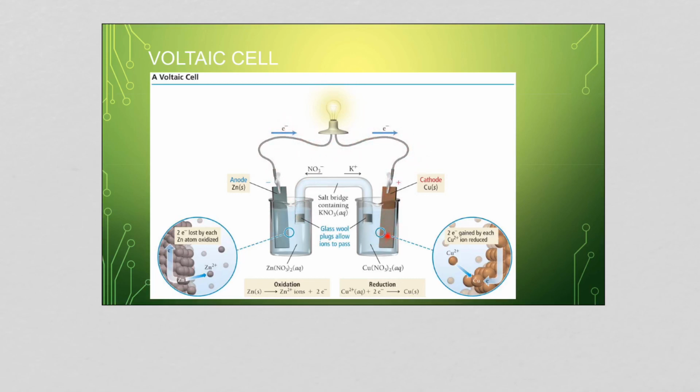And once we get here, that negative charge is going to combine with the positive charge here and deplete it. So we're going to have a depletion of positive charge here. So we need to replace that positive charge to complete the process. And so we get positive ions flowing out of our salt bridge to replace the positive ions that are being depleted as part of our reduction.